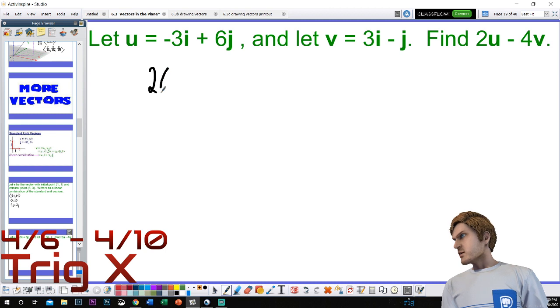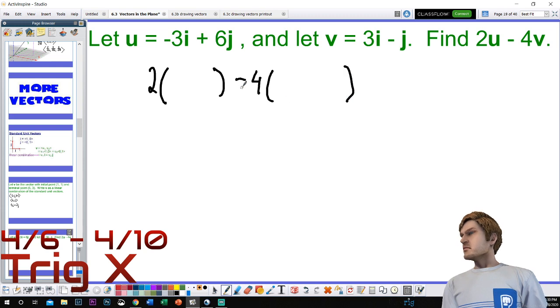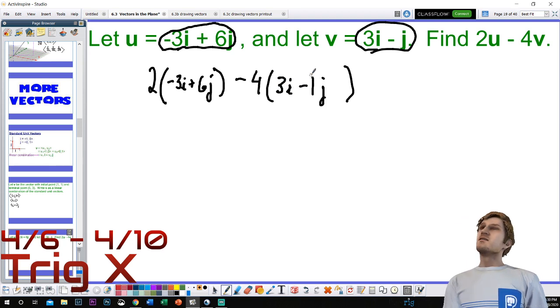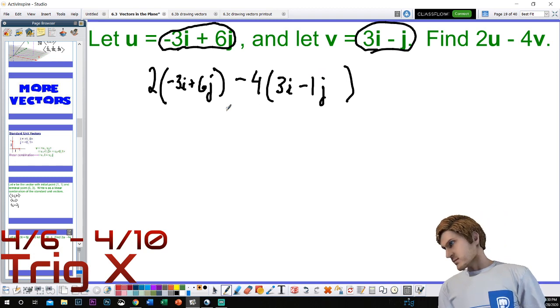2u minus 4v. Notice instead of u I put a blank, instead of v I put a blank, because I can substitute. Instead of u I can put negative 3i plus 6j, and instead of v I can put 3i minus 1j. You don't need the 1, but I put it there just so I don't make any silly mistakes.